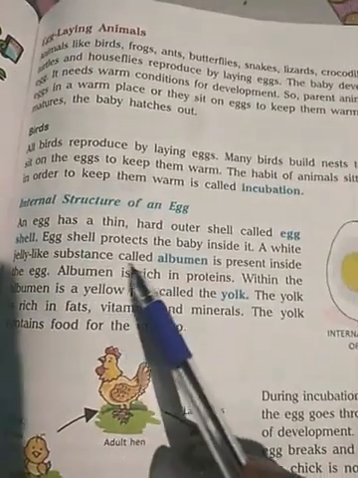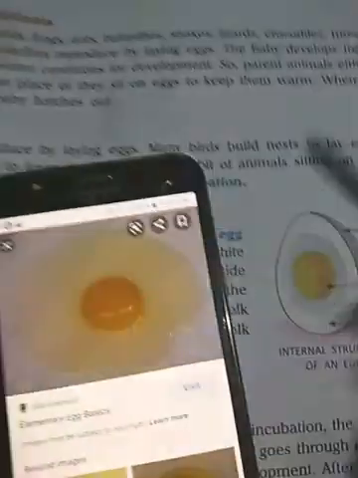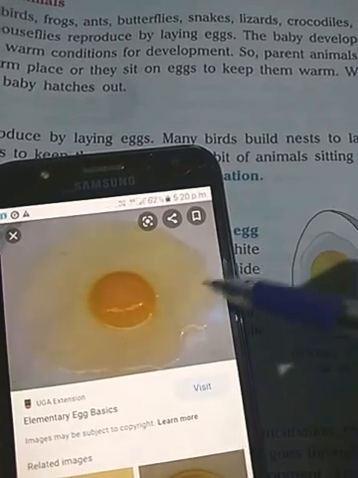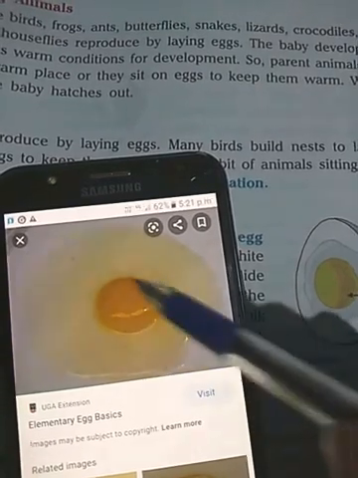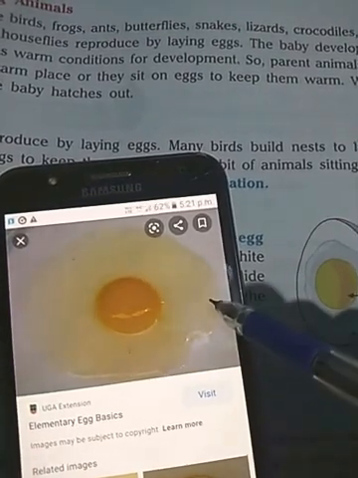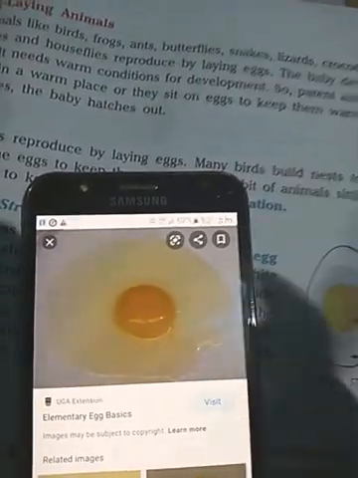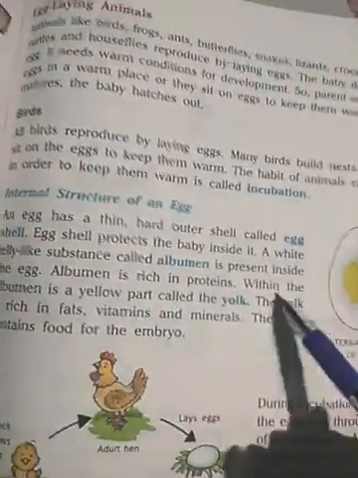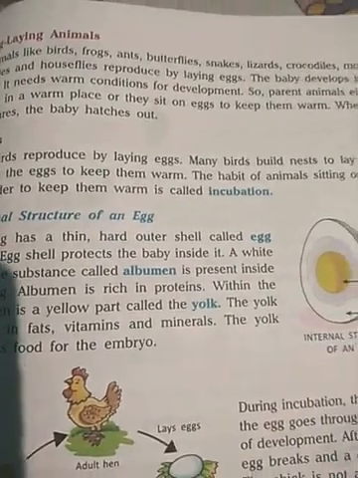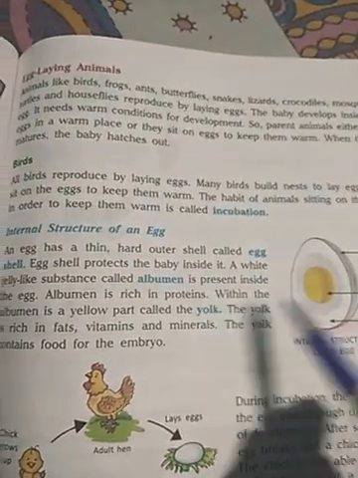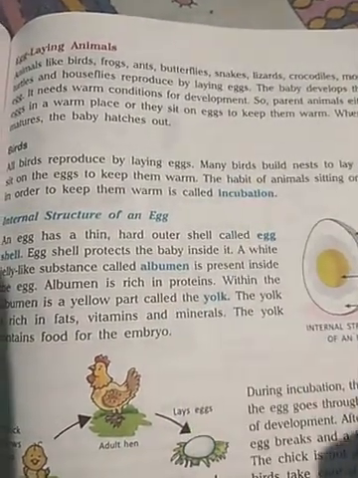The white jelly-like substance is called albumen. Let me show you another picture. As you can see here, the white jelly-like substance is called albumen, and this yellow part is called yolk. Albumen is rich in proteins, meaning that white jelly-like part is rich in proteins. Within the albumen is a yellow part called the yolk, as I have shown you in the picture.